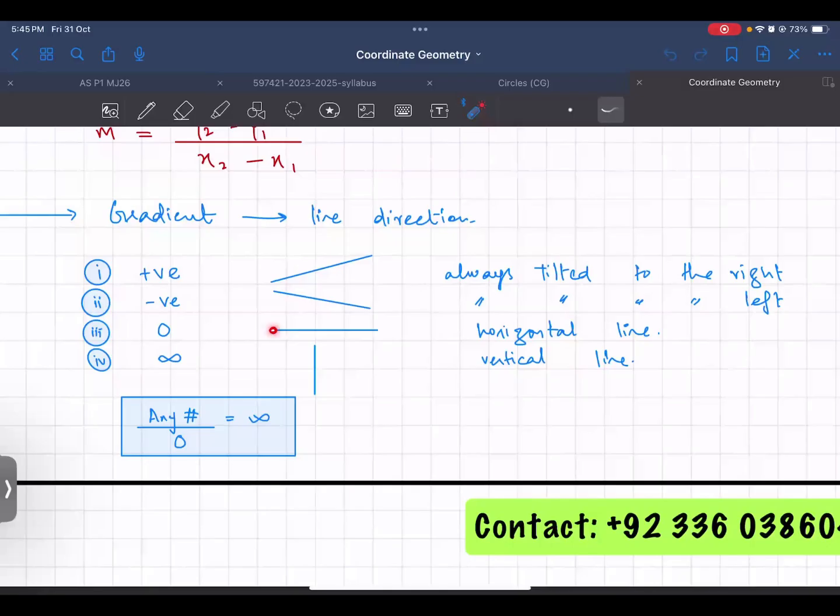Then a zero gradient is always a horizontal line. You have to memorize this. You have to learn this. A horizontal line will always have a zero gradient. Then a vertical line has infinite steepness.